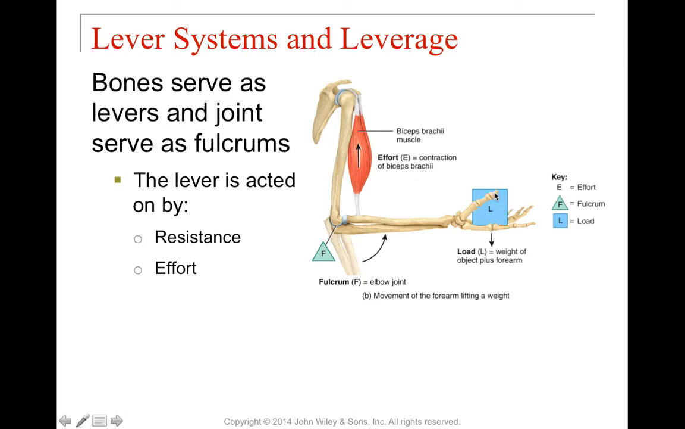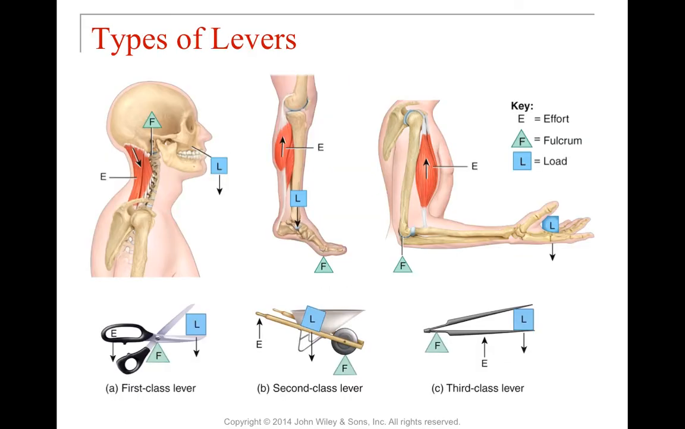The load would be considered the weight of whatever the object is, plus, of course, the weight of the forearm itself. So the effort is going to be acting against a load to pull it up, or if you're slowly relaxing, it can be working in the same direction as the load. So they're all going to be working one way or another in order to cause the bones to move.